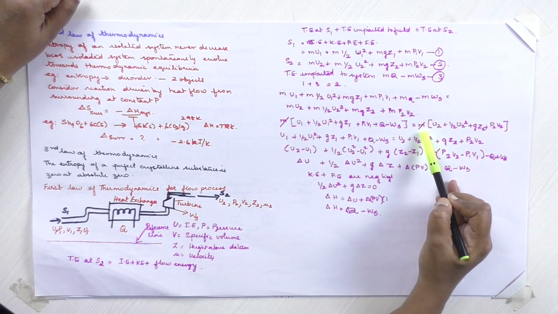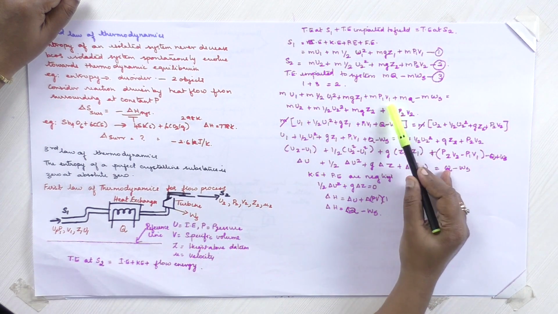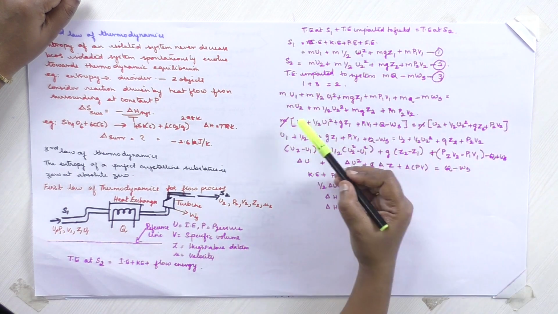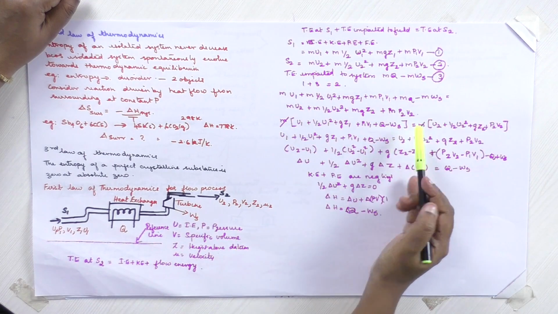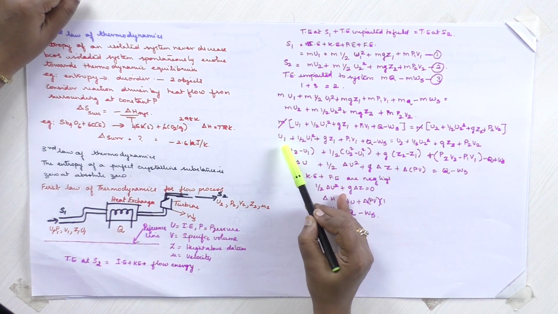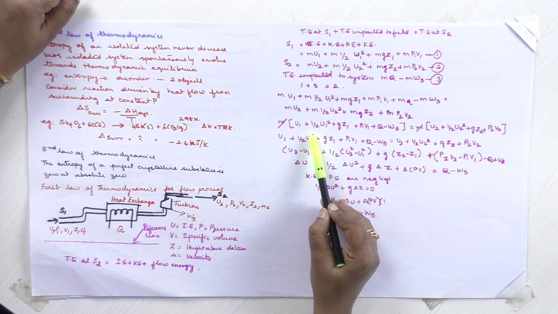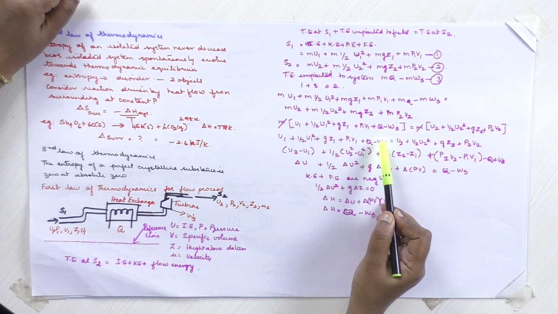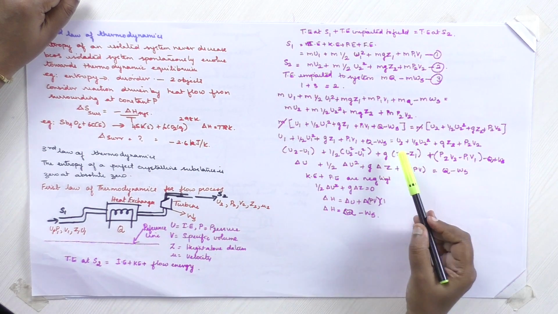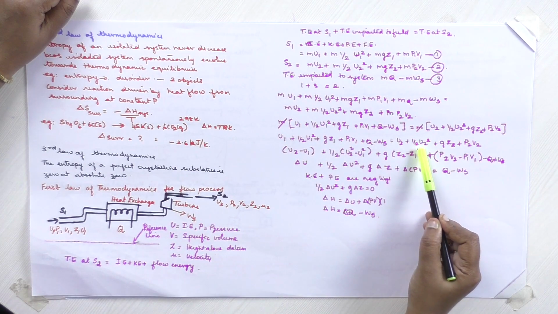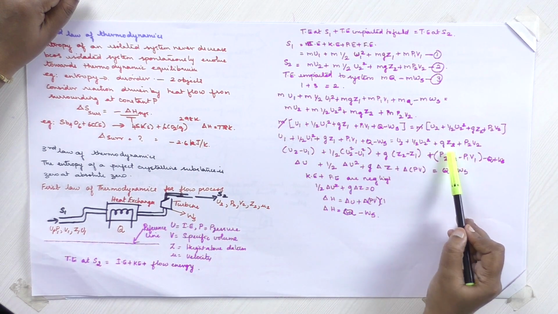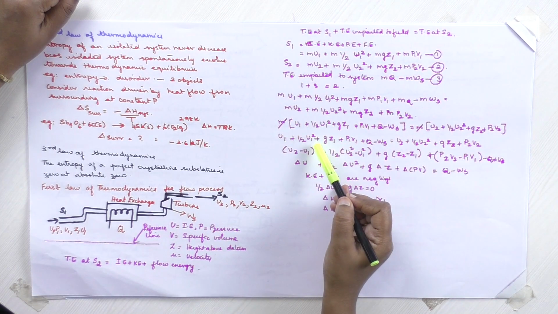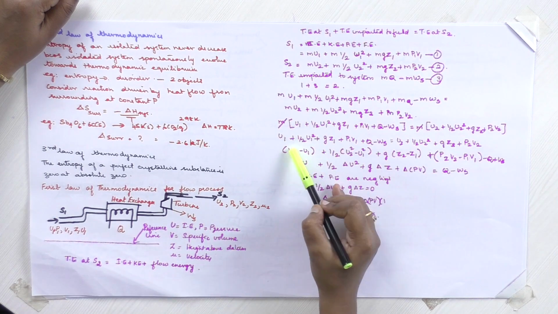In the second expression, we are taking all the common term M outside and we are coupling all the other expressions to one side. So cancelling M on both sides, we get the equation as U1 plus half U1 squared plus GZ1 plus P1V1 plus Q minus Ws, which is equal to U2 plus half U2 squared plus GZ2 plus P2V2. Now we are taking the common terms of del U.